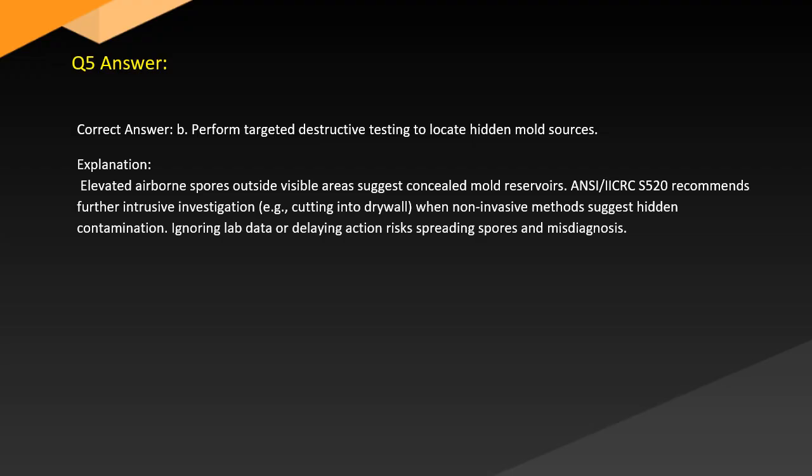Answer. Correct answer: B. Perform targeted destructive testing to locate hidden mold sources. Explanation. Elevated airborne spores outside visible areas suggest concealed mold reservoirs. Guidelines recommend further intrusive investigation, for example cutting into drywall, when non-invasive methods suggest hidden contamination. Ignoring lab data or delaying action risks spreading spores and misdiagnosis.